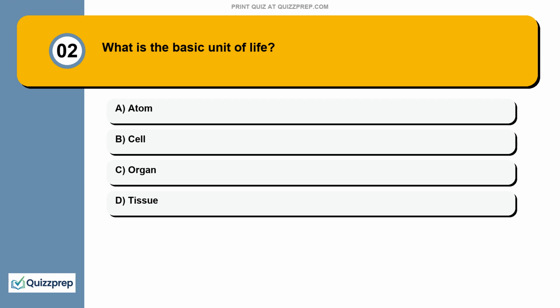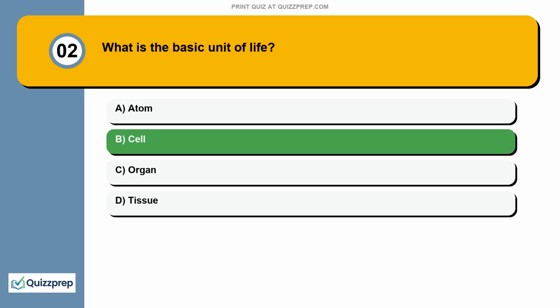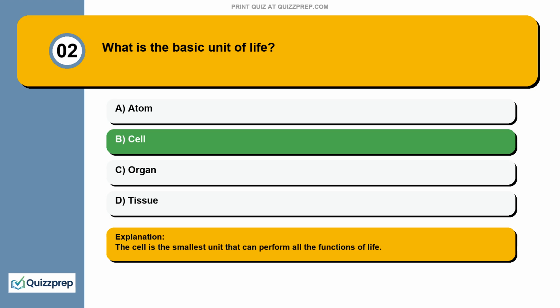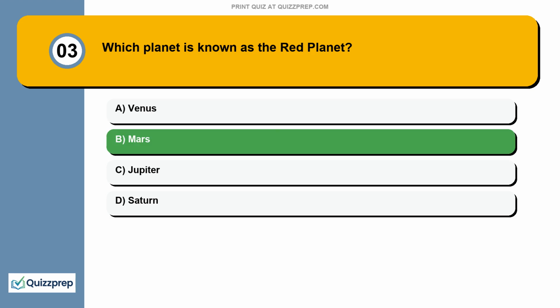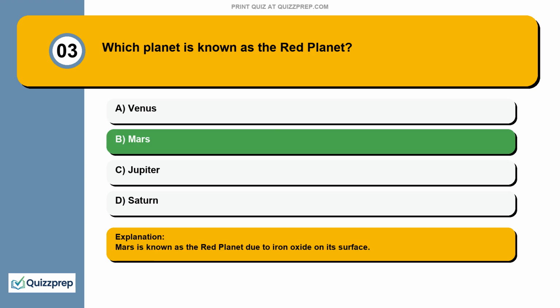Question 2. What is the basic unit of life? Atom, cell, organ, tissue. The cell is the smallest unit that can perform all the functions of life. Question 3. Which planet is known as the red planet? Venus, Mars, Jupiter, Saturn. Mars is known as the red planet due to iron oxide on its surface.